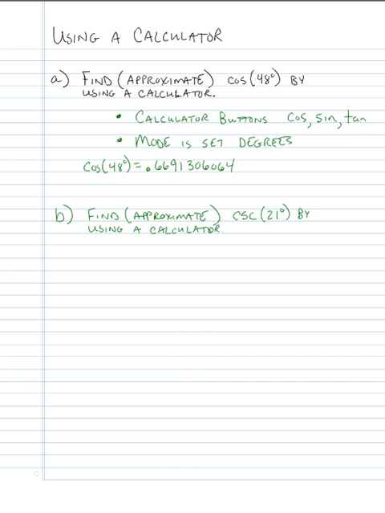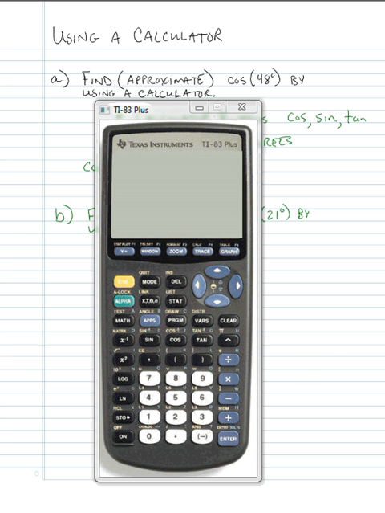Well, the next one we want to do here, as you see, is calculate the cosecant of 21 degrees. Well, you heard that I got ahead of myself here accidentally, so let's do this cosine of 48 degrees. Let me turn my calculator on.